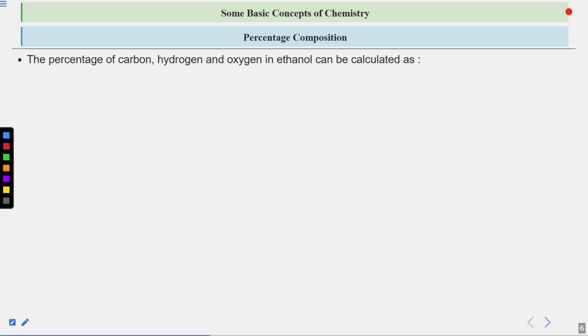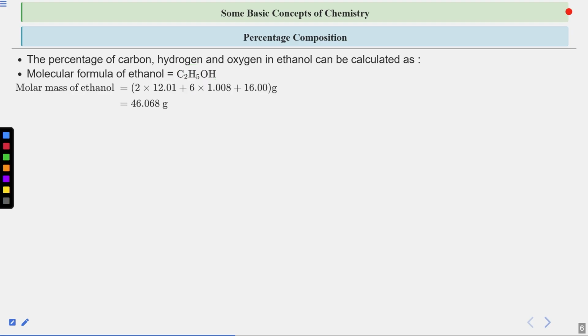We can do the same thing for the ethanol also. What is the molecular mass of ethanol? To know that, we must know the molecular formula. It is given as 2 into 12.01 for carbon, which is 2 in the count. Then 6 hydrogens are there, 5 here and 1 here. So 6 into 1.008 plus 16. It will give you 46.068 grams as the molar mass of the ethanol.